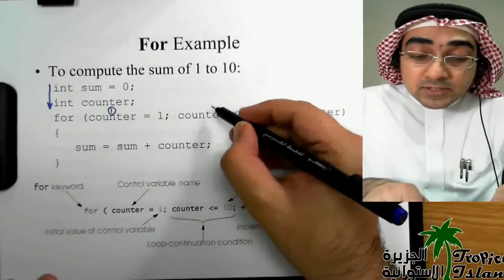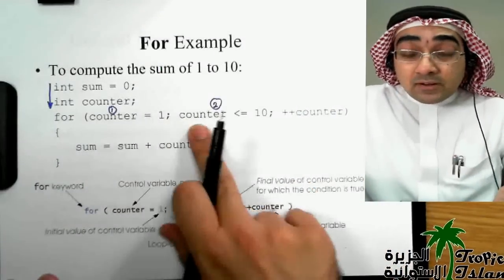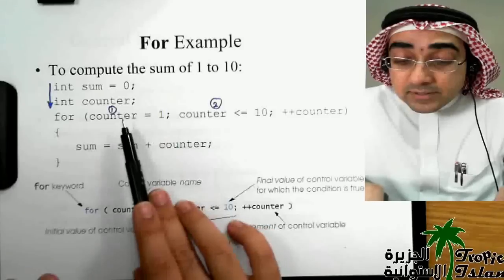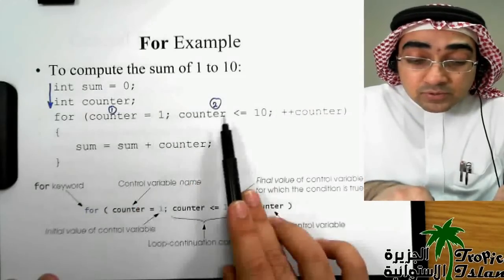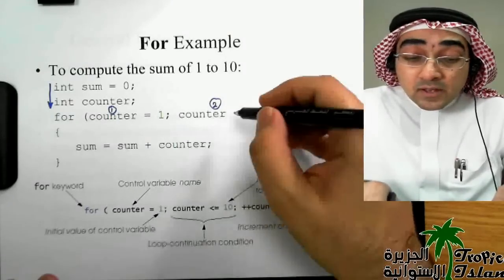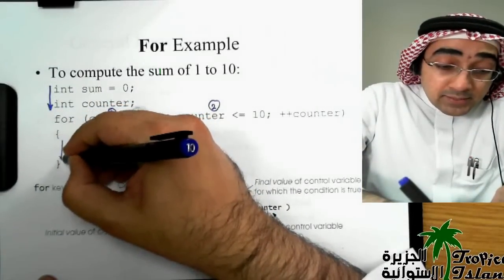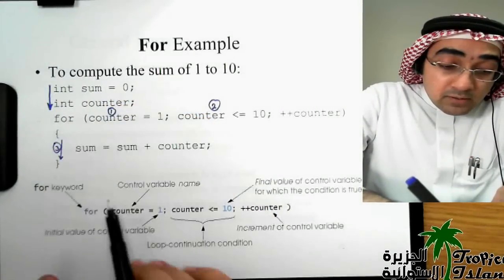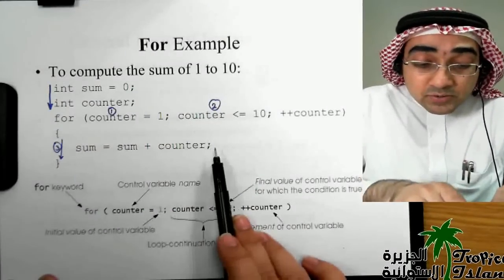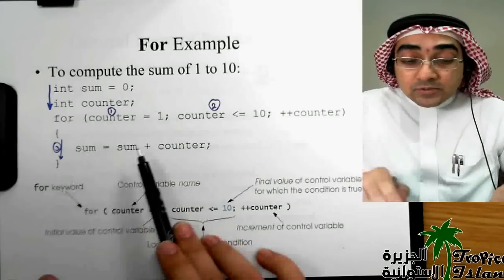Then you have a semicolon. Then the second thing it does, it actually tests this variable or the test case that you have over here. In our case, counter is less than or equal to 10. What is the value of counter? We started with 1, so it's going to check, is 1 less than or equal to 10? Yes, it is. Then the third thing it does is conduct whatever is between the two curly brackets. So sum is equal to sum plus counter. Sum was 0, so I'm going to add the value of counter to it. So I'm going to add 1 to the sum.